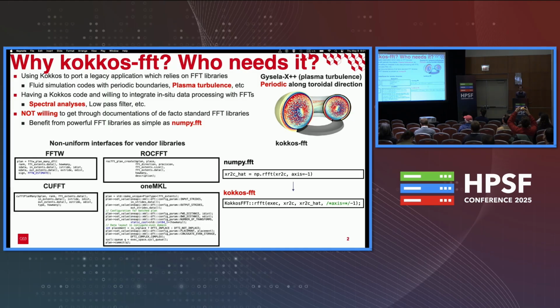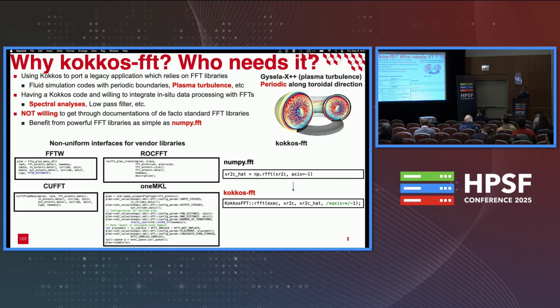This is for someone using Kokkos to port a legacy application which relies on FFT libraries, like fluid simulation codes with periodic boundaries or plasma turbulence. Another example is having a Kokkos code and wanting to integrate in-situ data processing with FFTs, like spectral analysis or a low-pass filter. And also for those who do not want to go through the documentation of the de facto standard libraries, because these FFT libraries, shown at the bottom right, have different APIs for some reason.